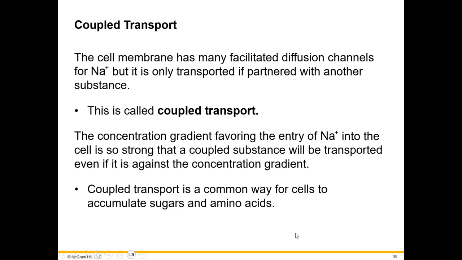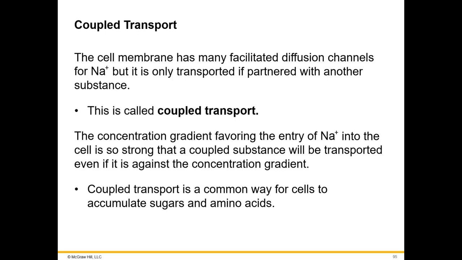The cell membrane has many facilitated diffusion channels for sodium ions, but it is only going to be transported if it's partnered with another substance, like potassium. This is a great example of what we call coupled transport. And so the only way in this case that sodium is going to get into the cell is if it's coupled with a substance. And in this case, that's potassium. That's what allows it to go against the concentration gradient. Coupled transport is a common way for cells to accumulate sugars and also amino acids.